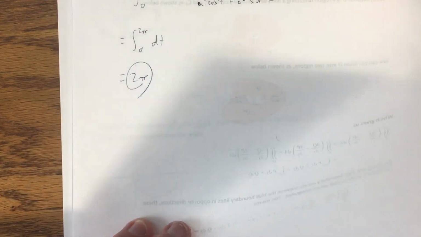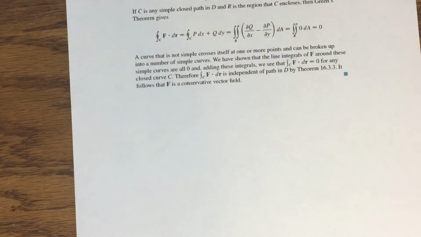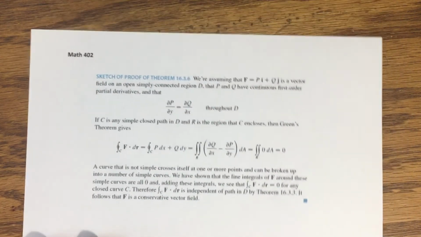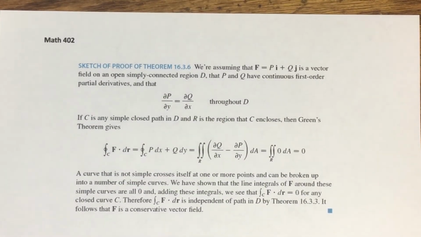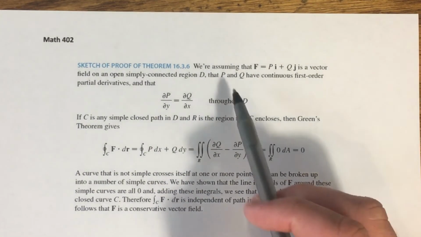To wrap up this section, the last thing I want to do is go back to 16.3 where we talked about this theorem concerning conservative vector fields. We said that we were going to defer the proof of this theorem until we had Green's theorem in 16.4, because that's what makes this proof possible.